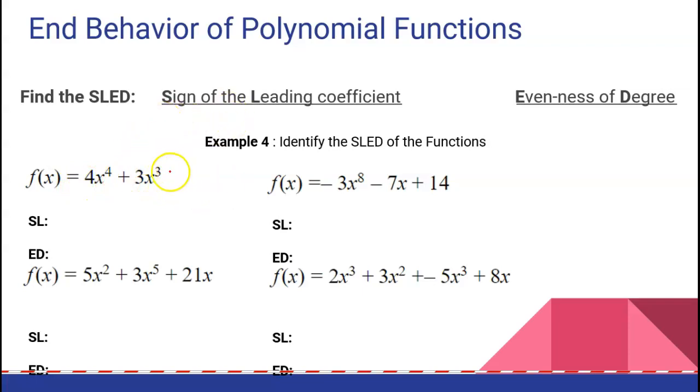And what we're going to look at is our leading coefficient, which is 4, and that is positive. And our degree, which is 4, and that is even. If we do our second example, we will see that our leading coefficient is -3, which is negative. We can write these down here if you guys would like. And our degree is 8, which is even.